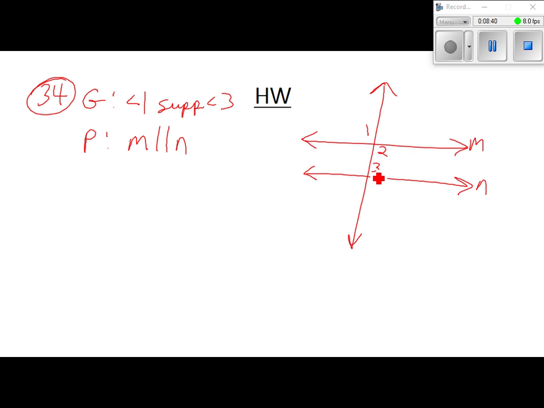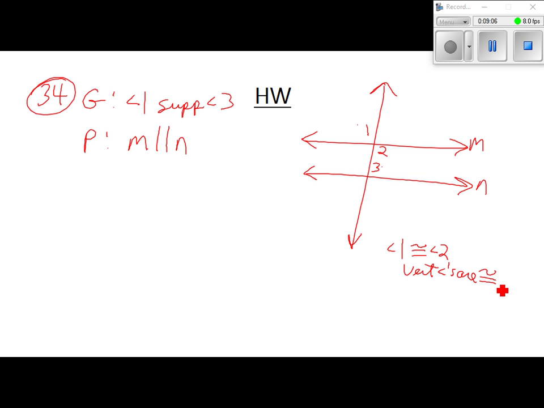They tell us angle 1 is supplementary to angle 3. So this angle is supplementary to that one. It means that they add up to what? 180. Tell me something else in this picture that we know. 1, 2, the vertical. So angle 1 is congruent to angle 2, and our reason is because vertical angles are congruent, always. Alright, so we're probably going to use that in our proof somewhere.